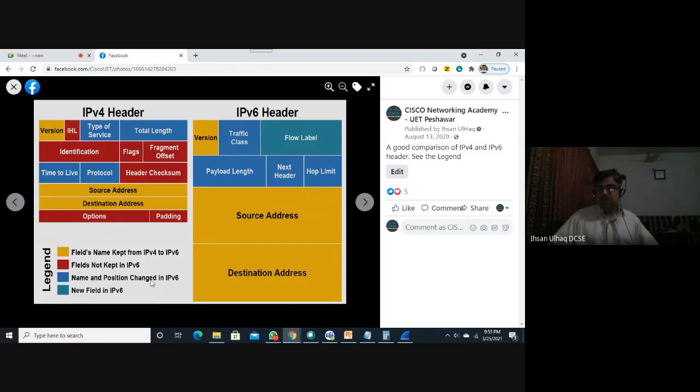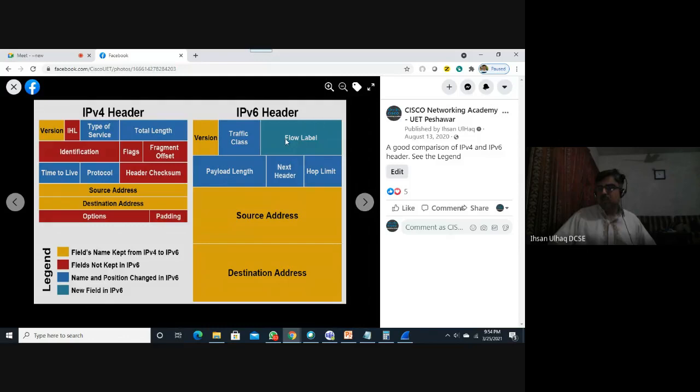The name and position changed is of this color. For example, you can see the name is changed. Type of service or DSCP, the name has changed to traffic class. Here it is the payload length; there we were calling it the total length, now we call it the payload length. There we were calling it the protocol, now we call it the next header. Similar thing, there we call it time to live, here we call it hop limit. So these are only the names changed.